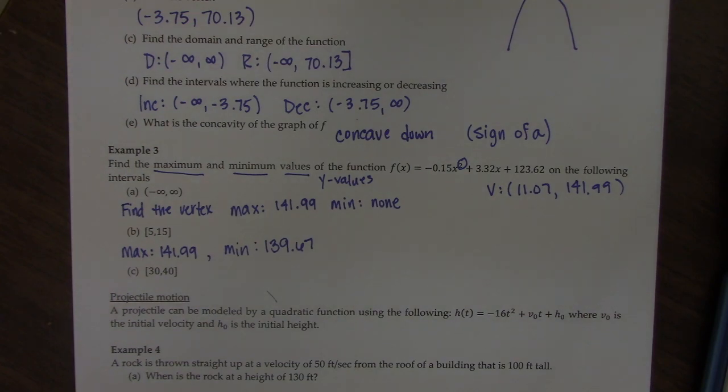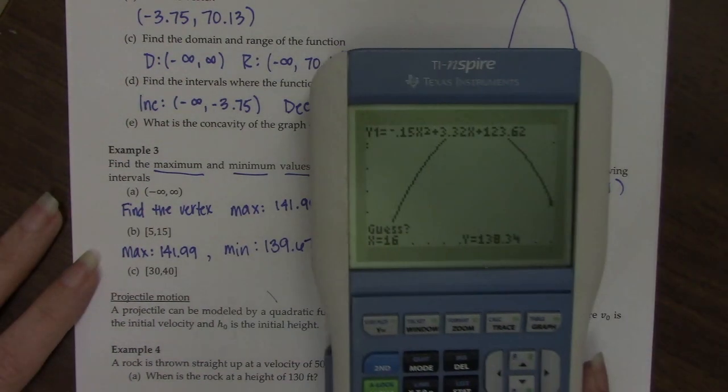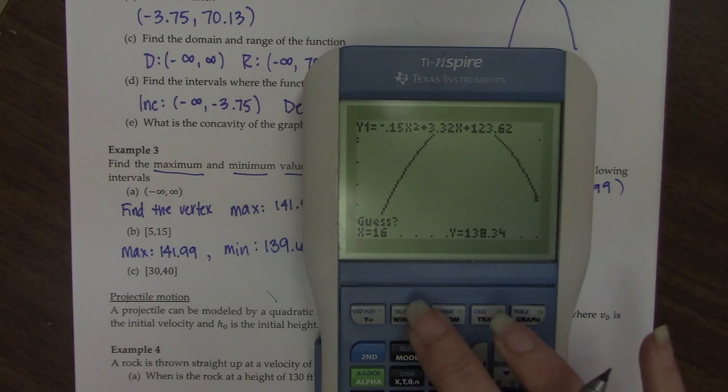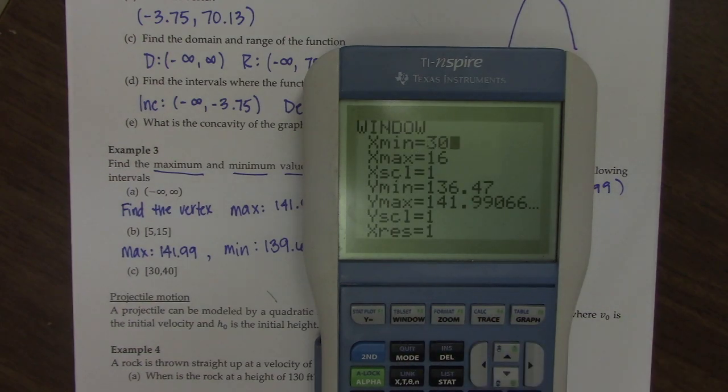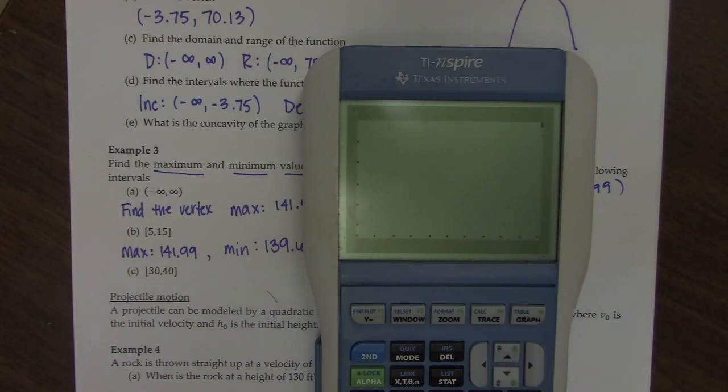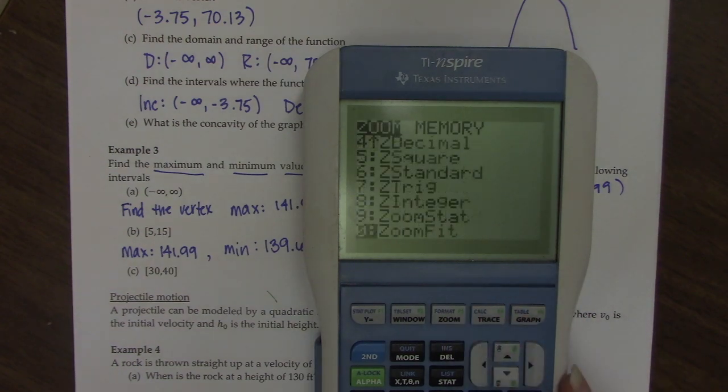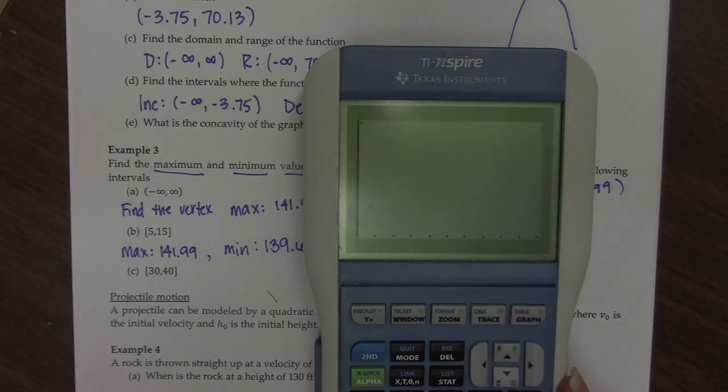So then we want to know what the max and min are when we only look at the graph from 30 to 40. So I'm going to come in here and crop this same picture from 30 to 40, and I don't see anything. So we're going to zoom fit. So when you check for maxes and mins, it does check the endpoints as well. So that's why it's best to crop it on the actual interval you were given.